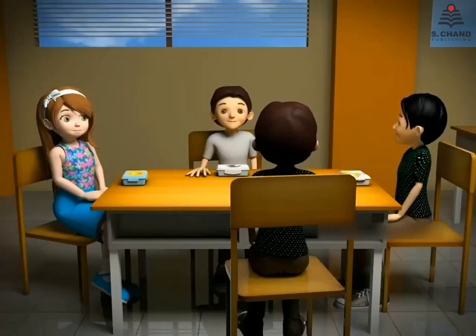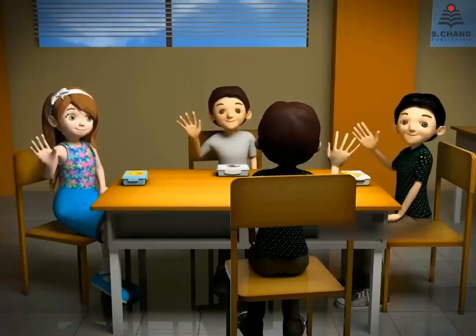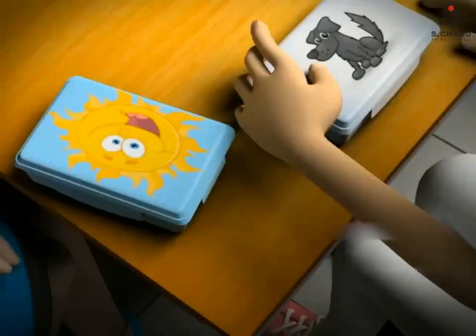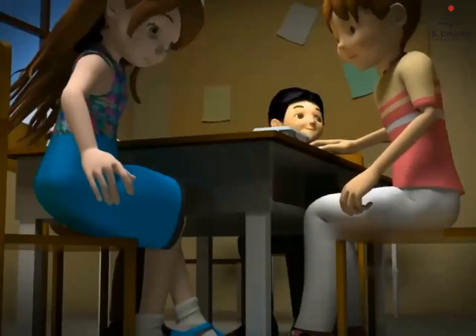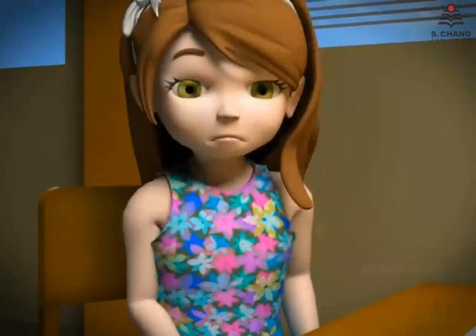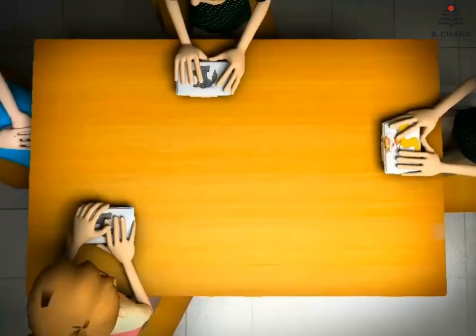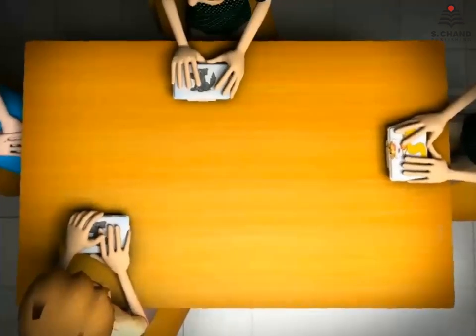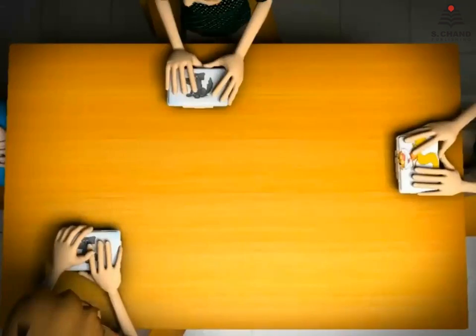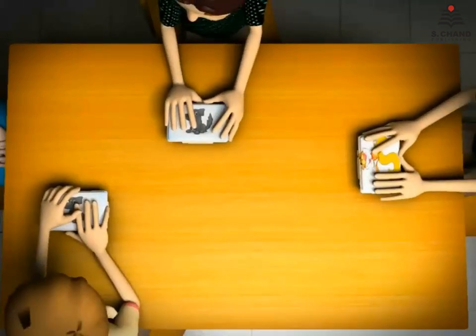It's lunchtime. Stella and her friends want to grab their favorite seats. Oops, poor Stella. She has dropped her lunch. What will she eat now? Oh, good. She has nothing to worry about. Her friends are more than happy to share their lunch with her.